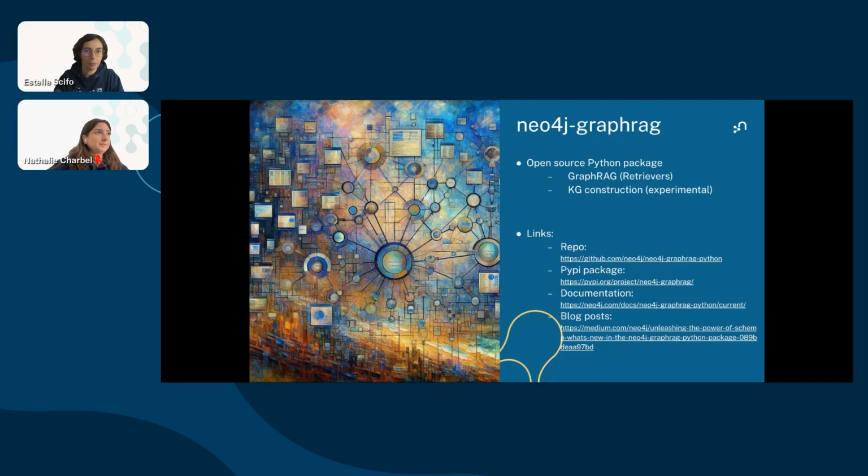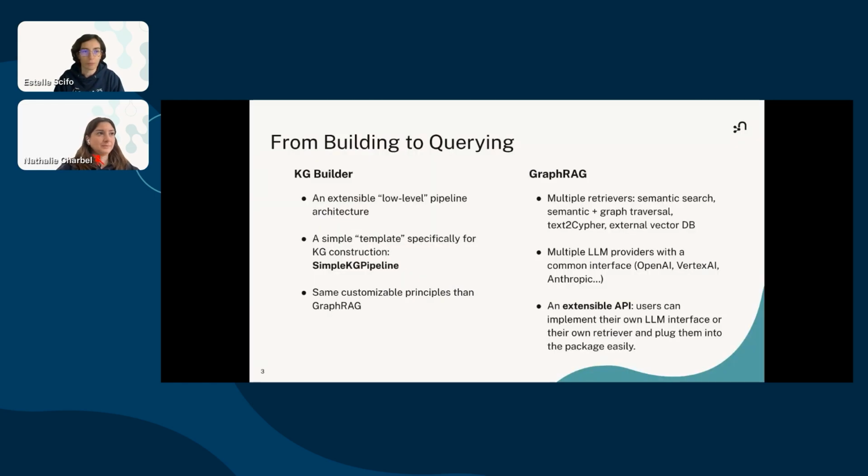The Python package, as I said, has two features. Mainly, one is the graphrag part, where we have several retrievers, and the other one is the knowledge graph construction. You can find here some links to the repo, the package, the documentation, and one of the latest blog posts that we have. We can copy that in the chat if you want to.